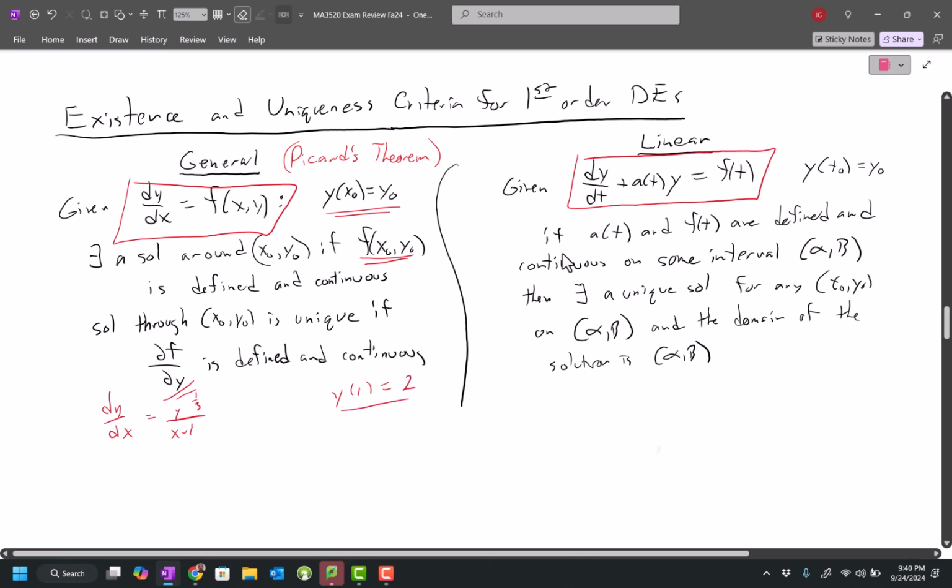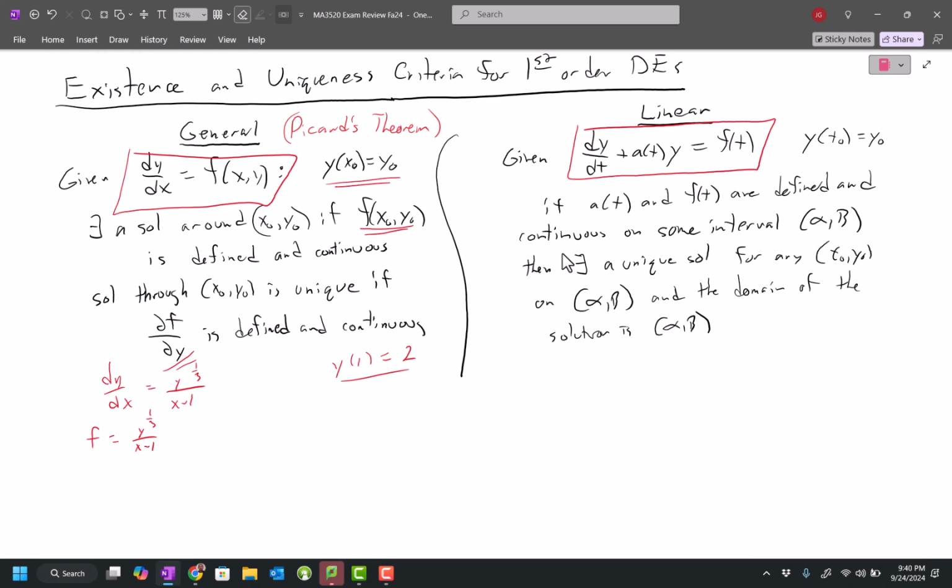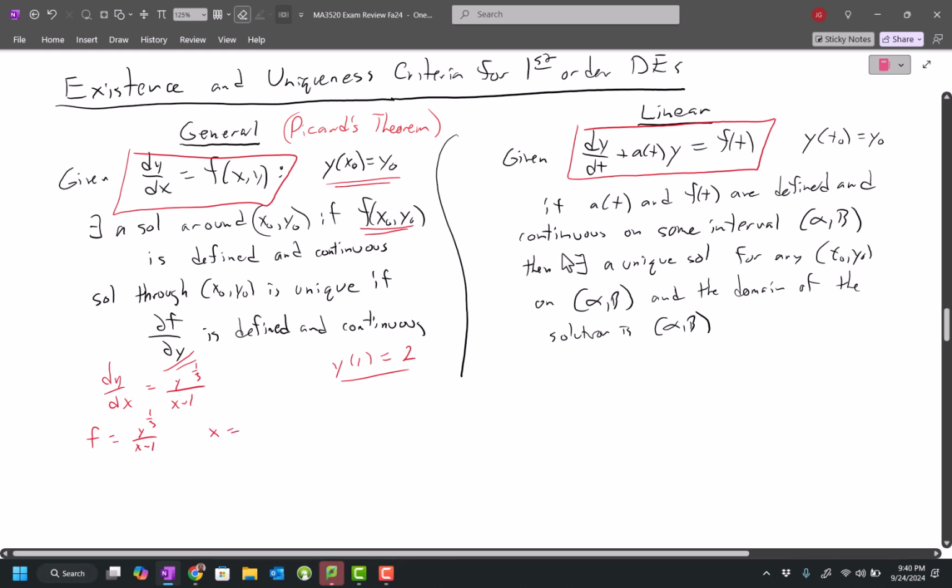And before we look at the specific condition, we'll just do our test. In this example, my f function is y to the 1/3 divided by x minus 1. So whatever's on the right-hand side. And as I look at that, I might say what x or y values break f. In this case, only x equals 1 would break it, so x can't be 1. So in this case, with my first condition, I immediately know that there's no solution. There's no solution that satisfies this condition.